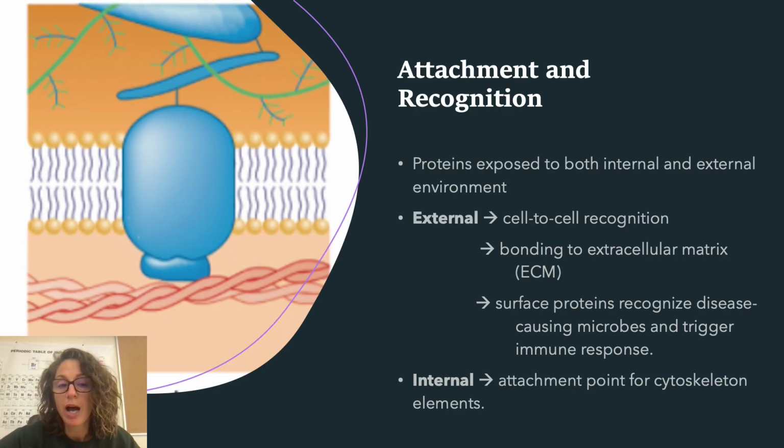Okay, we also have attachment and recognition, so proteins exposed to both the internal and external environment. In the external environment, we have cell-to-cell recognition, or binding to the extracellular matrix, keeping all the cells, not just one cell, but all of the cells that might be part of an organ system, in place. And on the internal side, we have attachment points for the scaffolding of the cytoskeleton.